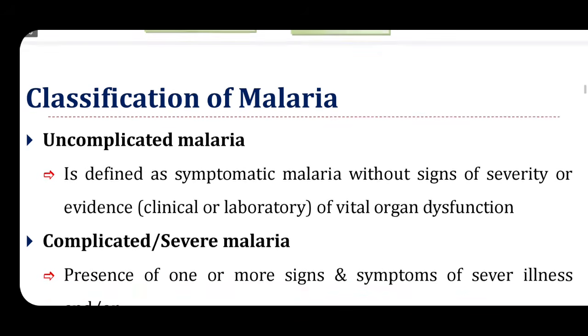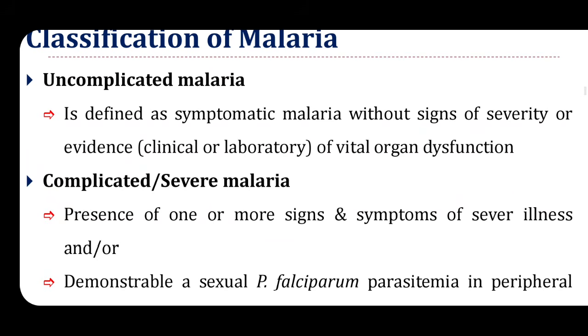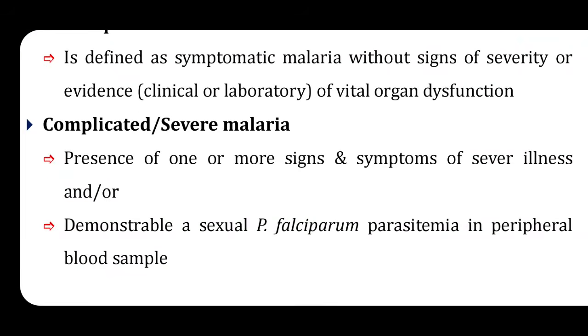So, classification of malaria. Malaria is classified based on complication: uncomplicated malaria and complicated or severe malaria. Uncomplicated malaria is defined as symptomatic malaria without signs of severity or no evidence of clinical or laboratory vital organ dysfunction. It is only symptomatic. This is called uncomplicated malaria. When we say the malaria is complicated or severe, it includes the presence of one or more signs and symptoms of severe illness and/or demonstrable asexual P. falciparum parasitemia in the peripheral blood sample.